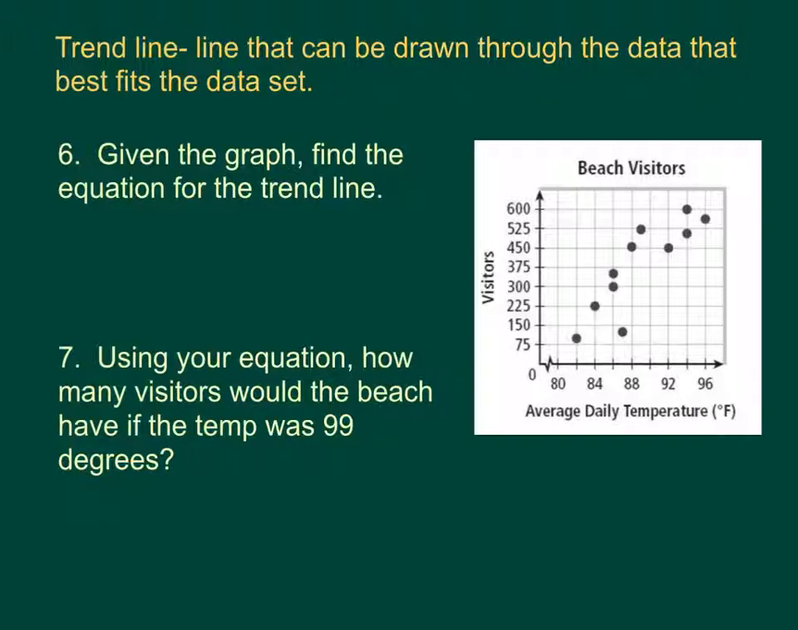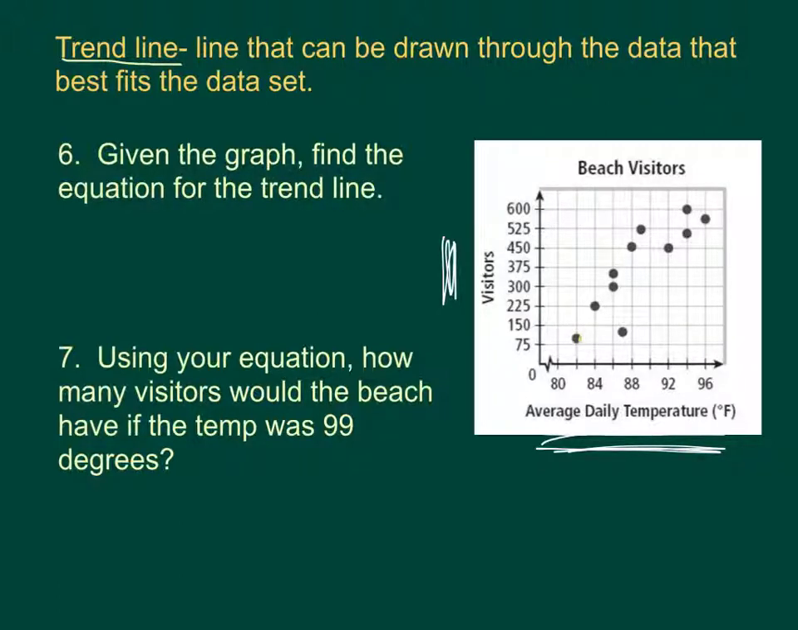The trend line. Up here we've got a little bit more definitions for you. A trend line is a line that can be drawn through the data that best fits the data set. If you look at our graph on the right, the beach visitors, the bottom is talking about the temperature, and over here it's talking about the visitors. So the hotter it gets, they want to know how many visitors there are at a beach. The trend line would go directly through it.